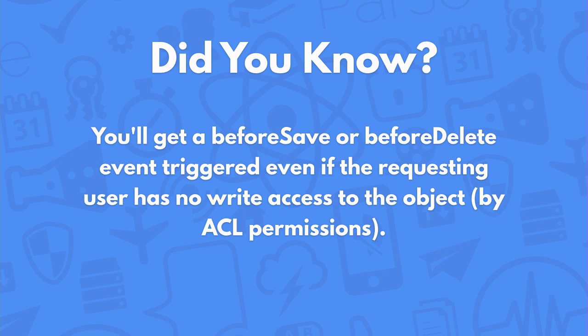All right. So this is something about webhooks and Cloud Code by itself. It was something that I just learned. So it was a TIL for me. Today I learned. Did you know that you'll get a before save or before delete event triggered, even if the requesting user has no write access to the object, according to ACL permissions? Just something to think about if your before save or your before delete does anything that causes any side effects.